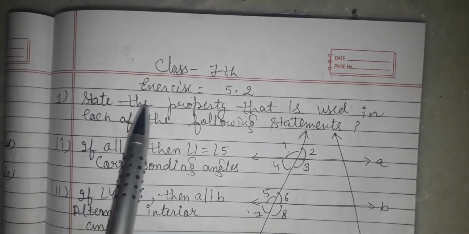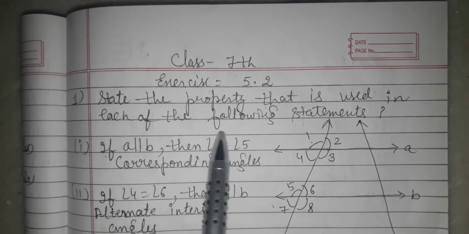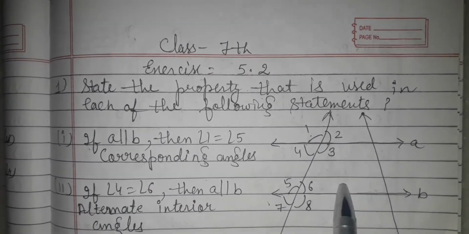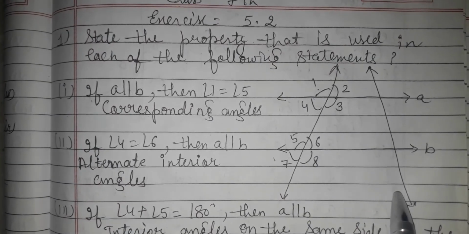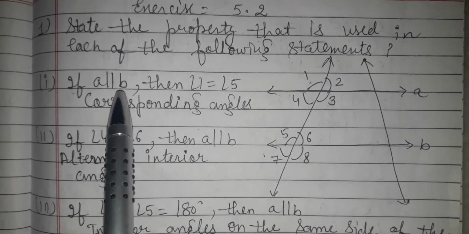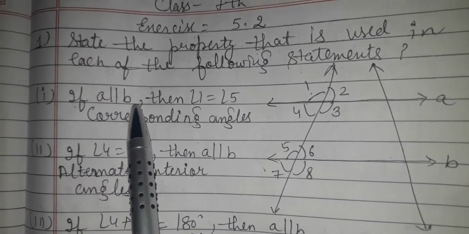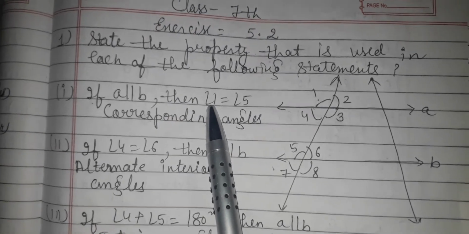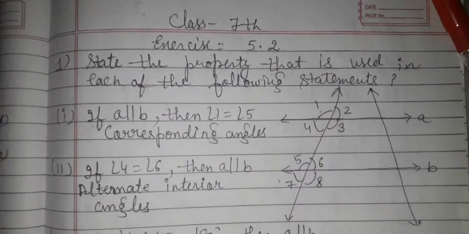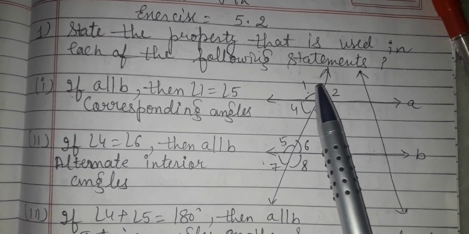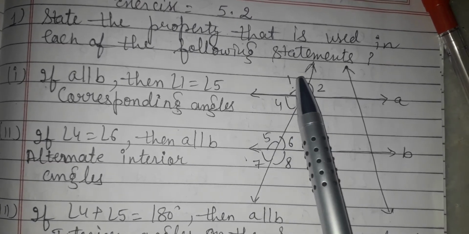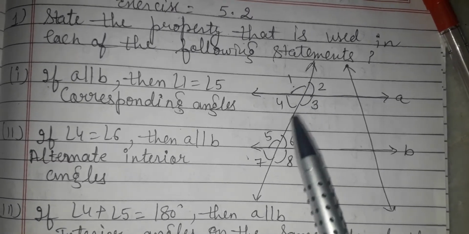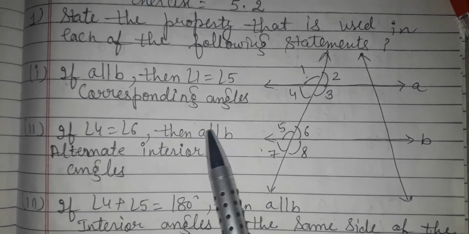First question is, state the property that is used in each of the following statements. There are two lines given, line A and line B parallel to each other, and two transversal lines are given. In the first part, if line A and B are parallel to each other, then what is the relationship between angle 1 and angle 5? Look at the angle, where is angle 1 and angle 5 in this figure? They both are corresponding angles. It means angle 1 and angle 5 are in the same direction, so they are corresponding angles.